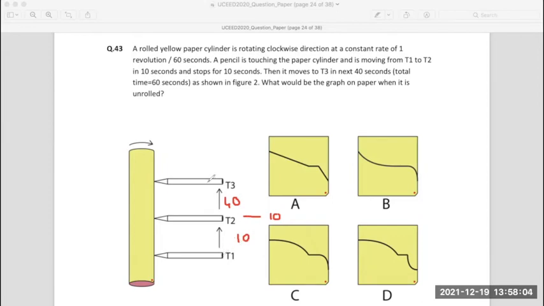So if you look at the positions T1, T2, and T3, are they roughly placed at almost equal distance from each other? Are all the 3 positions equidistant from each other? Do you agree or not? Yes. But from T1 to T2, in 10 seconds the distance is covered, which means there is a higher speed. From T2 to T3, there's a lower speed. Do you agree or do you disagree?